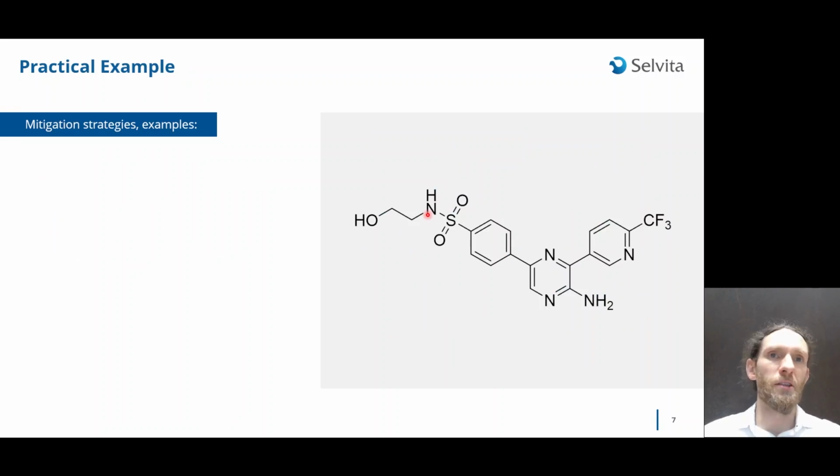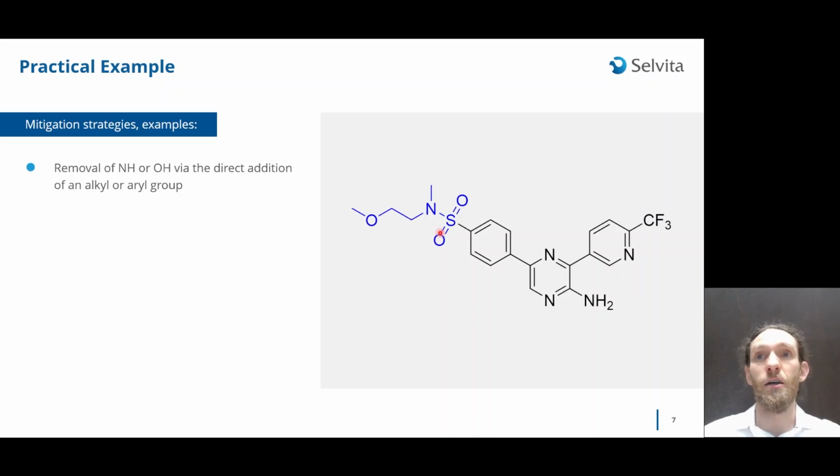Let's move on to the practical example. This is our model compound. It's got a sulfonamide, an alcohol group, an amine group, and it's not permeable. We want to improve the permeability of this compound. What can we do? For sure, we can remove the NH group by direct addition of different alkyl groups. This can be methyl, ethyl, anything that doesn't disrupt the biological activity.